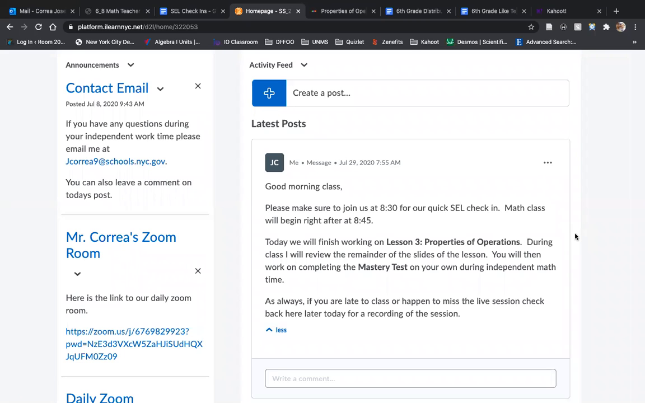Today, we're going to finish working on lesson 3, properties of operations. Remember, we started that lesson yesterday. It dealt a lot with working with the distributive property and combining like terms. So we're going to go over that a little bit more.